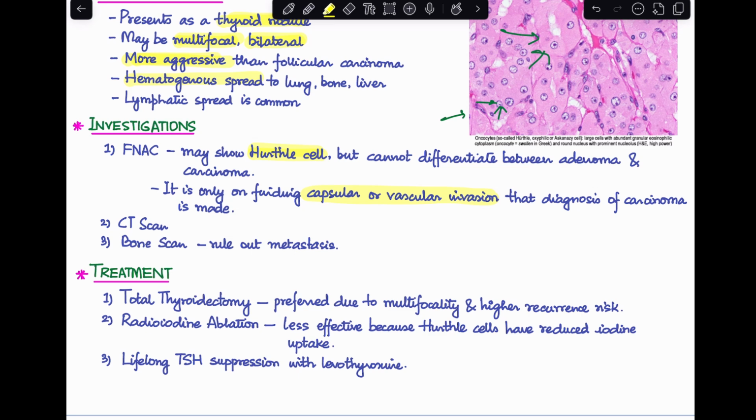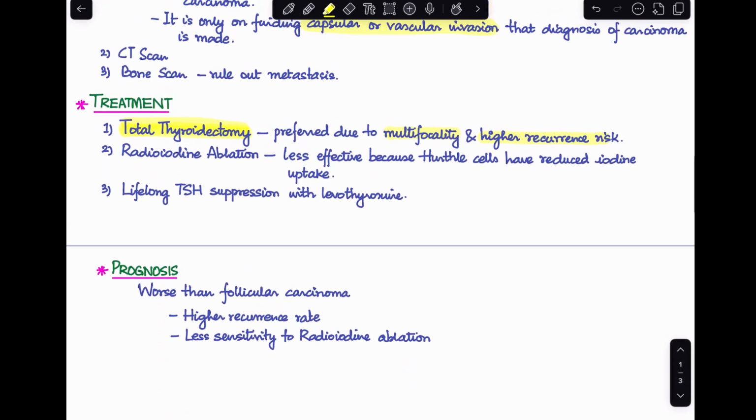Coming to treatment, Hürthle cell carcinoma is a very aggressive tumor, so a total thyroidectomy is the only way to go over here. This is preferred because of the multifocality and higher recurrence risk of the disease. Second, radioiodine ablation in this case is not as effective as others because Hürthle cells have very reduced iodine uptake. So, this is not a treatment modality that works over here. And the patient will also require a lifelong TSH suppression with levothyroxine.